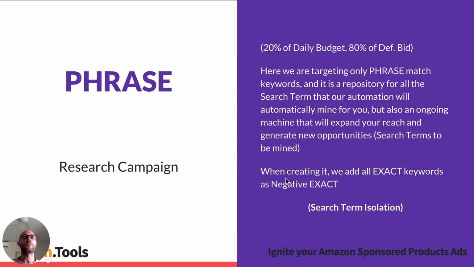It's important to note that when we go about to create a PGN, we will negate all the keywords that you're putting in exact match. We will negate them away from the phrase campaign. This is in order to avoid search term collision and leverage search term isolation. So you want to isolate the container, exact, phrase, and broad, so as not to bid for the same search term in more than a location, more than a place, in more than a campaign.